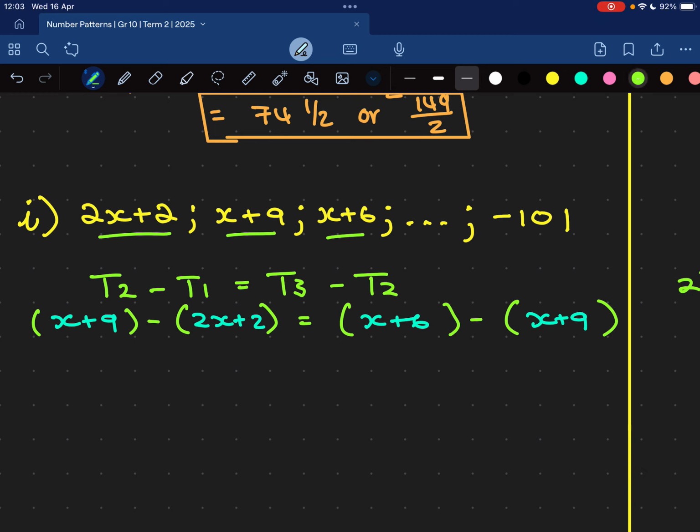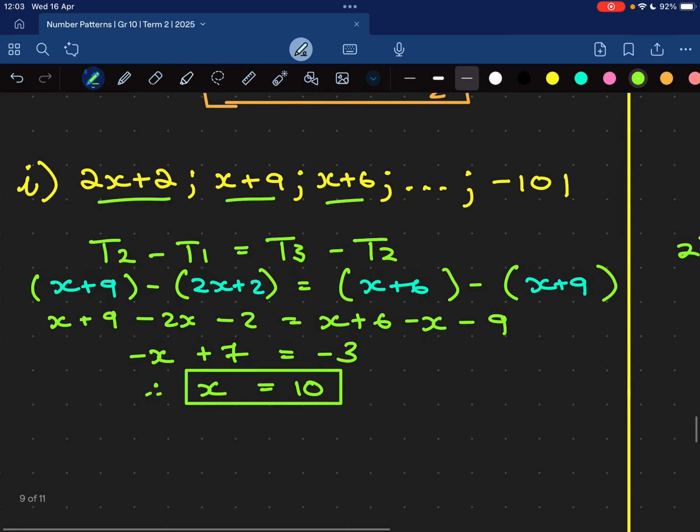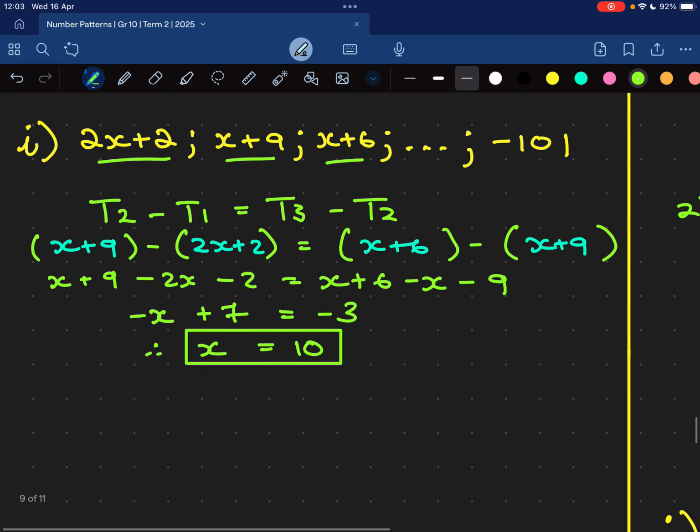So then we'll just continue to simplify this out. So you will have x plus 9 minus 2x minus 2 is equal to x plus 6 minus x minus 9. Okay, if you simplify, you'll get negative x plus 7 is equal to negative 3. So therefore, x is going to be positive 10. Okay, just basic solving for x. That was the first question.